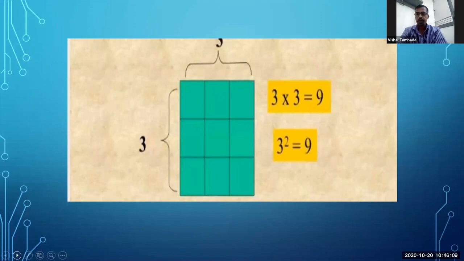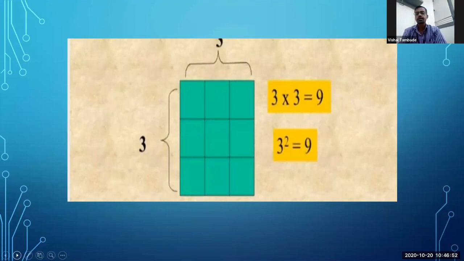Now moving to our today's topic. Look at this. Here 3 squares are horizontal and 3 squares are vertical. What can you observe? You observe that 3 squares are vertical and 3 squares are horizontal, meaning the numbers are the same. Now 3 multiply by 3. What is the total number of squares? The total number of squares is 9.